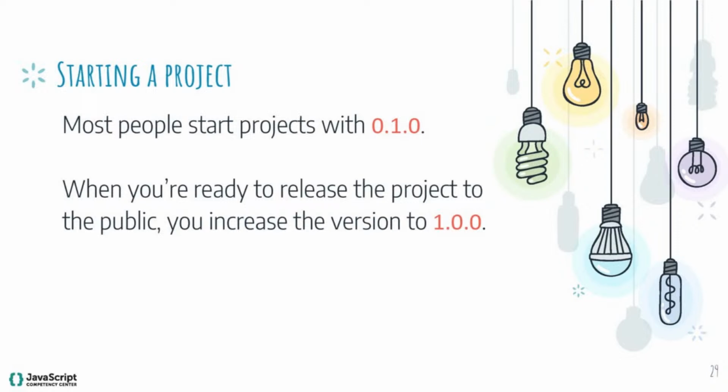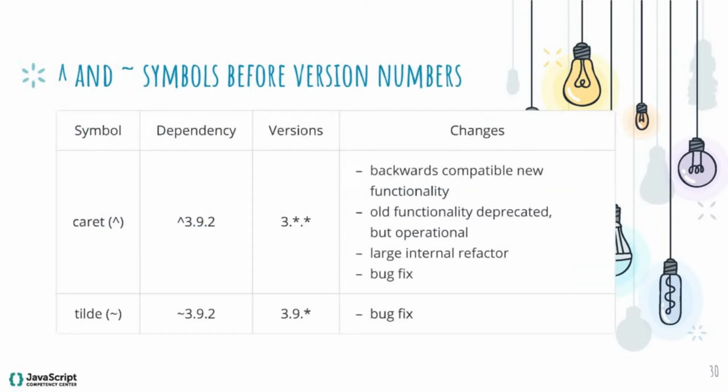So to the next topic in semantic versioning, probably you've seen caret and tilde symbols before version numbers in the package.json file. This is a special syntax using which you can specify which versions of the package you want to use. Take a glance at the table. As you can see from it, tilde allows for patch updates, while caret allows for both minor and patch updates. Okay, hope everything is clear here.